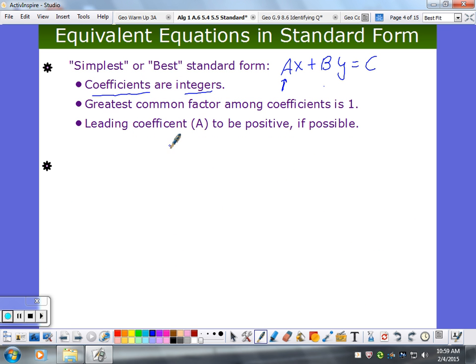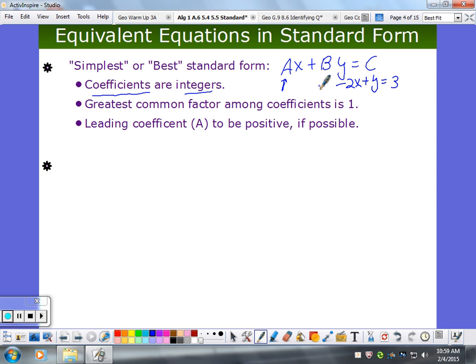The leading coefficient, that's the coefficient up front, has to be a positive number. Well, what if it isn't? What if this was what I got? So according to these rules, is this in the best or simplest form?